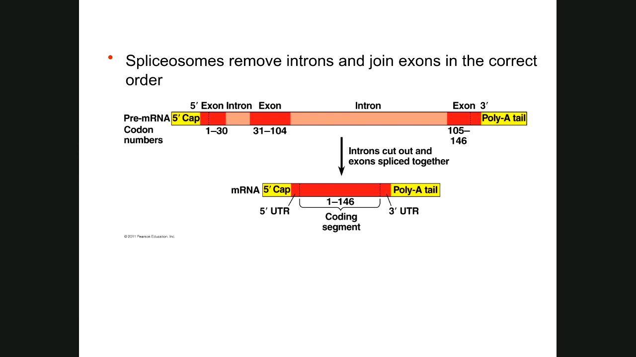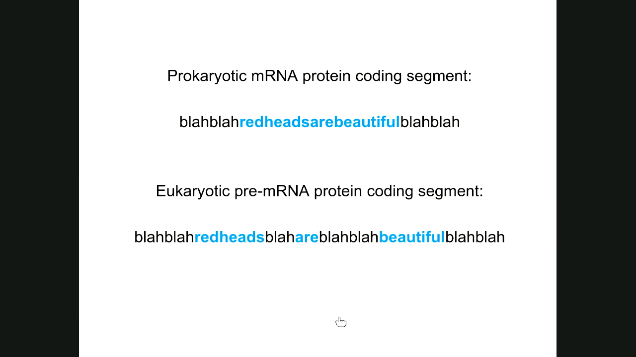Well, initially, when scientists discovered this, they said, why is it so much more complicated in eukaryotes than prokaryotes? Because in prokaryotes, when our polymerase finishes transcription, the mRNA is made. It's ready to be translated. The genetic code reads continuously on how to make the polypeptides, such as redheads are beautiful. But in eukaryotes, when RNA polymerase completes transcription, we have pre-mRNA. The genetic code on how to make the polypeptide is broken apart by introns depicted by blah, blah. So they were wondering, why would this happen?